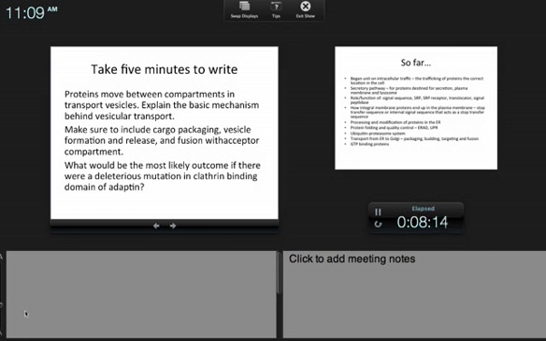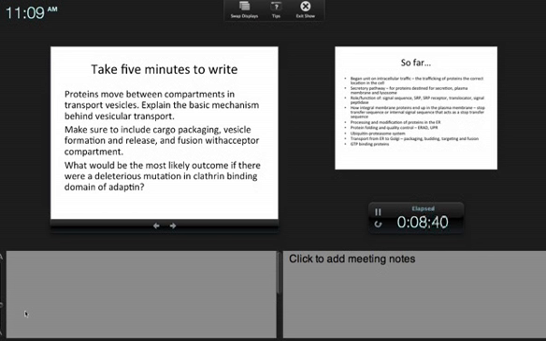Okay, does anyone want to add to that? So what would be the most likely outcome if there were a deleterious mutation in the clathrin binding domain of adaptin?